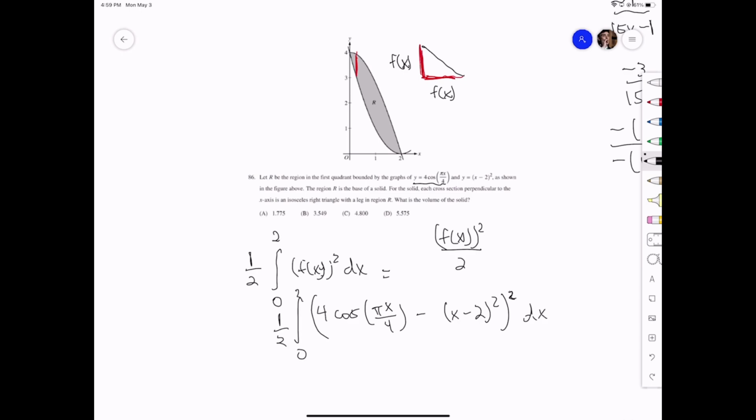0 to 2, 1/2. So you plug that into your calculator and you get 1.775, right?